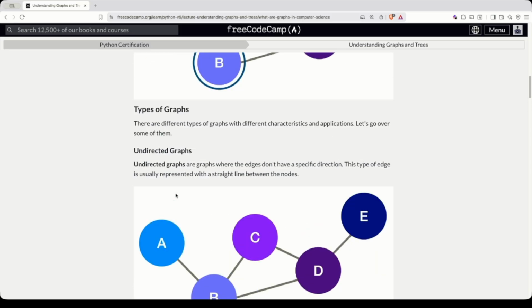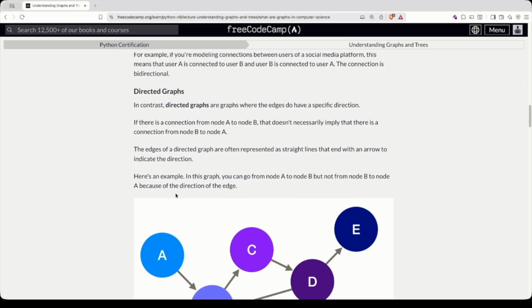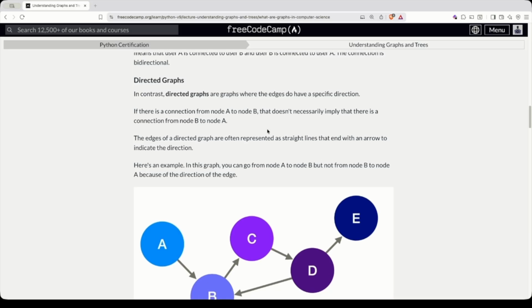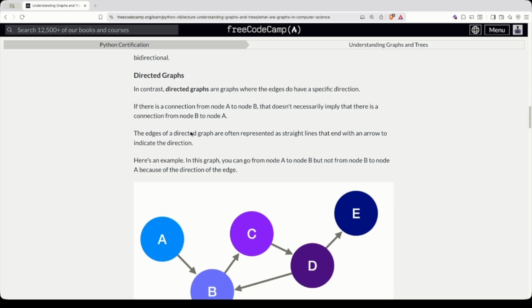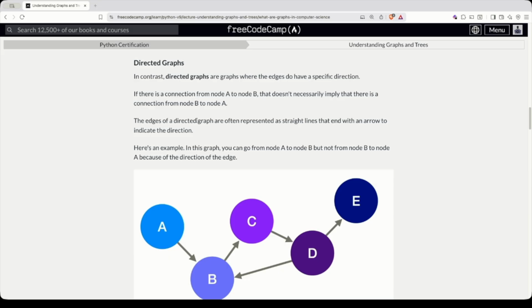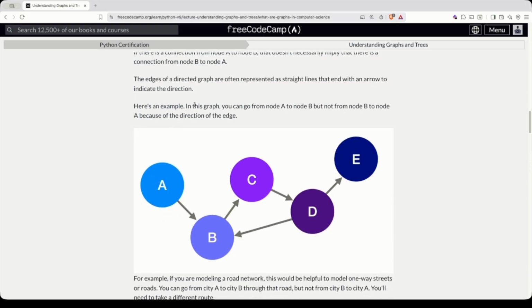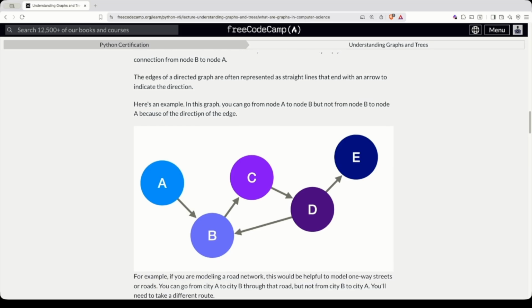Directed graphs, as opposed to undirected graphs, are graphs where the edges do have a specific direction. There is a connection from node A to node B. That doesn't necessarily imply there is a connection from node B to node A. The edges of a directed graph are often represented as straight lines that end with arrows to indicate the direction. Here's an example. In this graph, you can go from node A to node B, but not from node B to node A because of the direction of the edge.